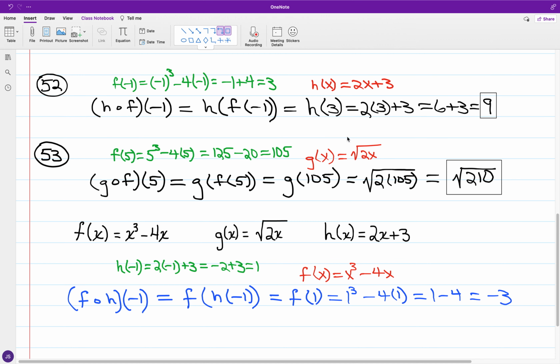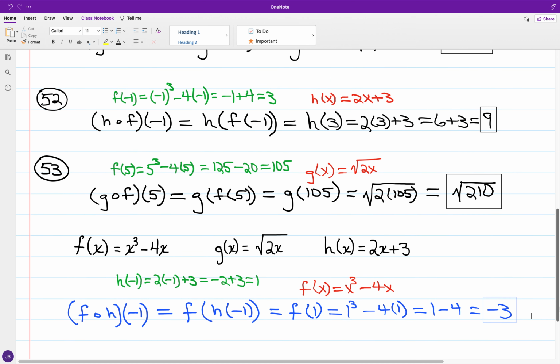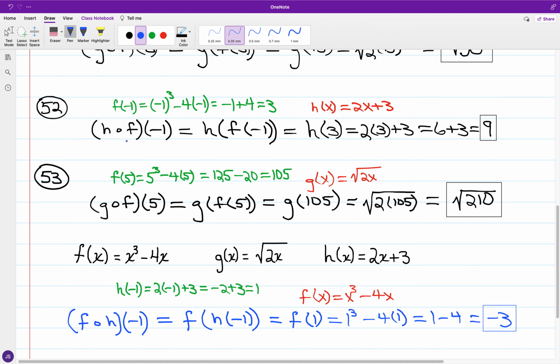Sometimes the order can make all the difference, because with h composed with f of -1, the output was 9, but reversing the order of these functions, the output lands at -3.